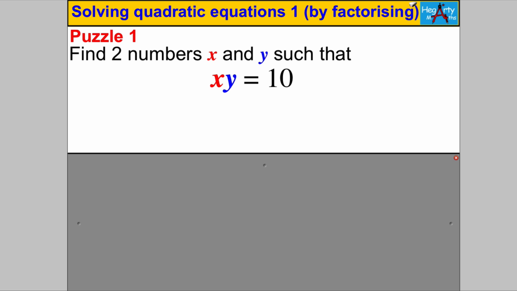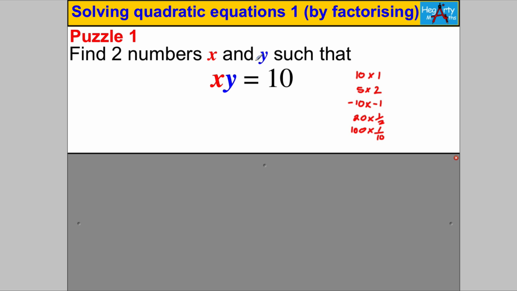Pause the video and try and answer this puzzle. Find 2 numbers x and y such that x times y is 10. Well, you might have thought to yourself, x could be 10 and y could be 1 because 10 multiplied by 1 is 10. You might have thought 5 and 2. Maybe you even thought negative 10 and negative 1 would multiply to 10. I didn't say x and y had to be whole numbers, so maybe you said 20 times a half, or maybe 100 times a tenth.